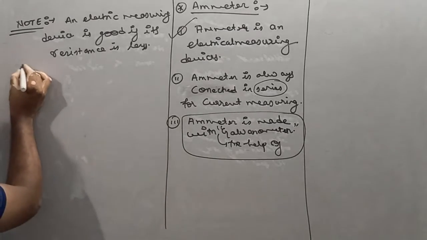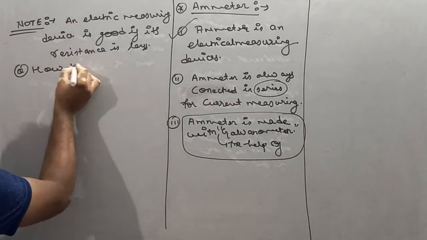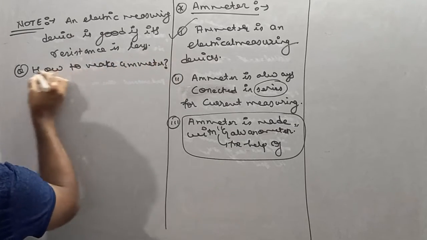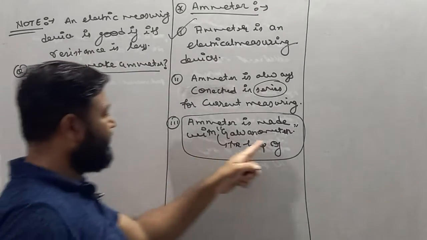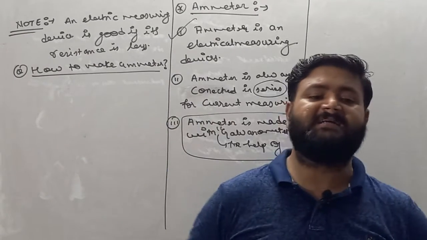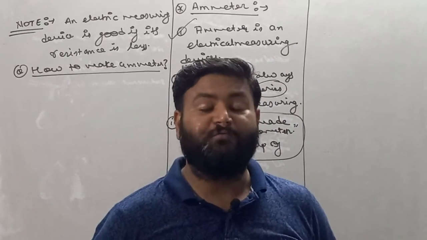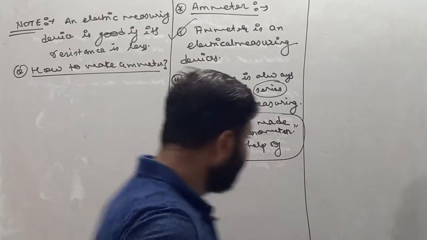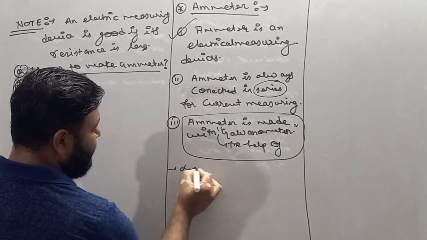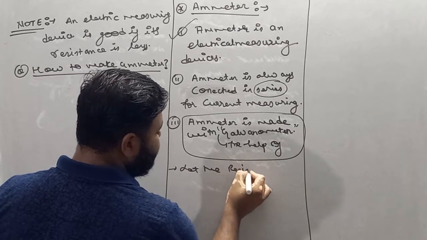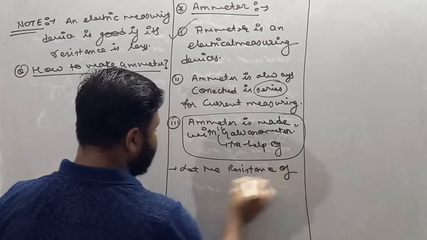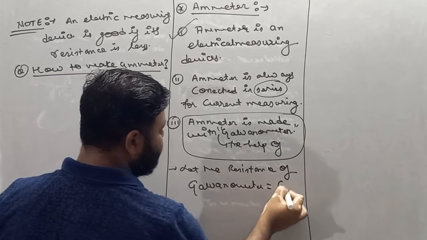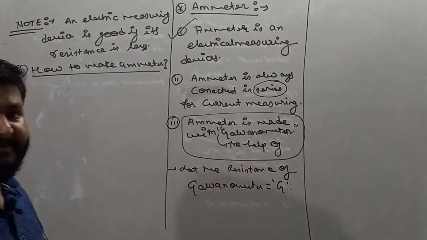See my dear student, how to make ammeter. Next part of this lecture is how to make ammeter. I'll write here: ammeter is made up of galvanometer. We can reject galvanometer due to its own resistance. See here also I am taking, write down, let the resistance of galvanometer be equal to G, which is used for making ammeter.